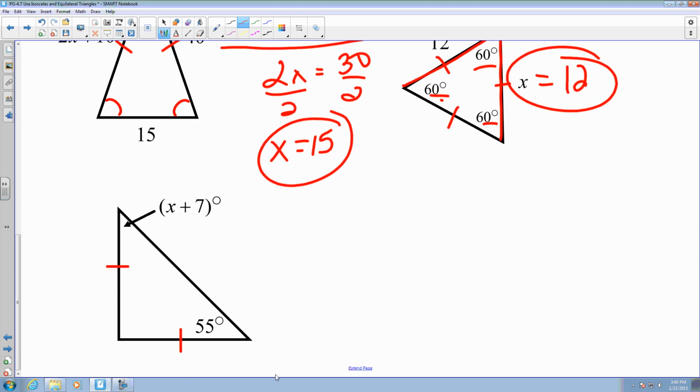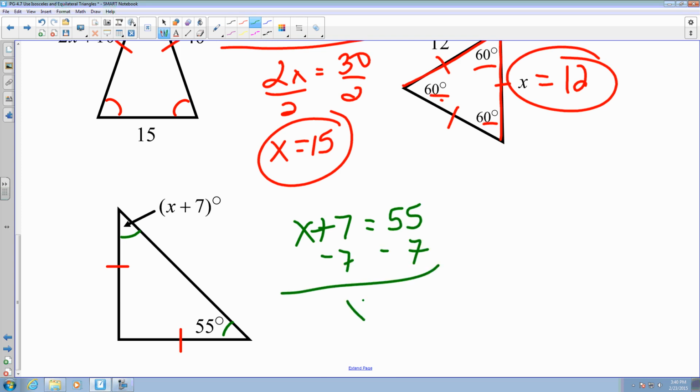And then finally on this page I have a triangle with two congruent sides, which means by the base angle theorem, I know that these two angles are congruent. So all I'd have to say is x plus 7 and set it equal to 55. Subtract 7 from both sides. That means x would have to equal 48. Okay?